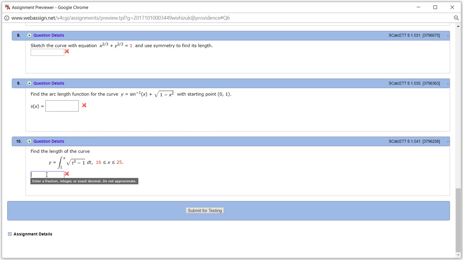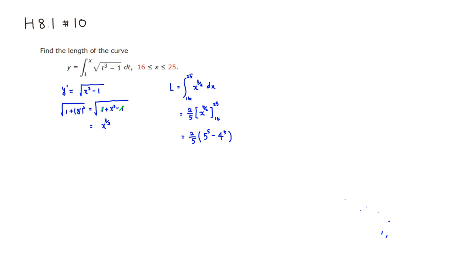So here we have 2/5, and then you have 5 to the 5th power minus 4 to the 5th power. And hopefully it'll take it. Let's see. Oh, okay, it doesn't take it. So I have to get to the value. Let's do that.